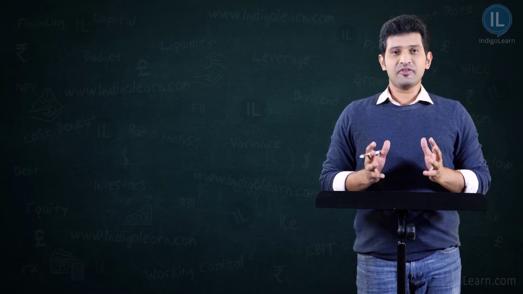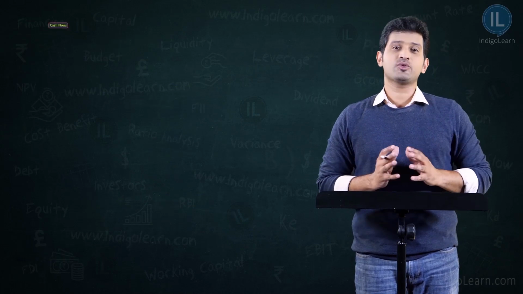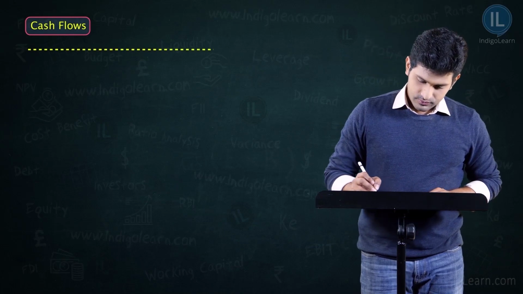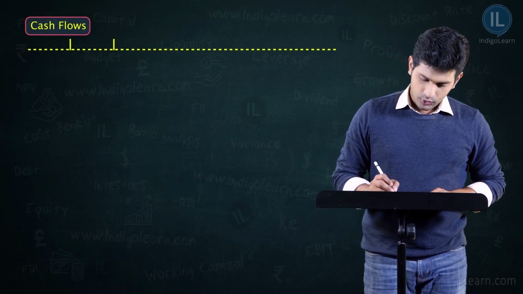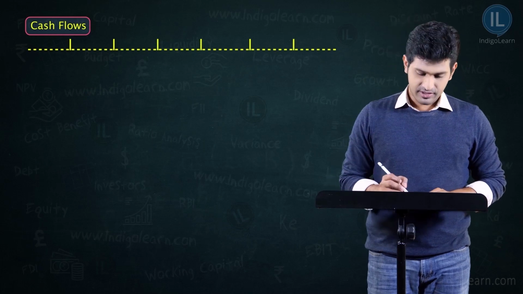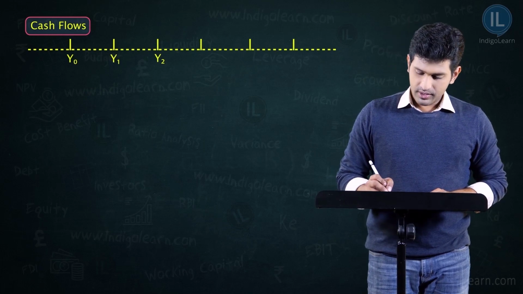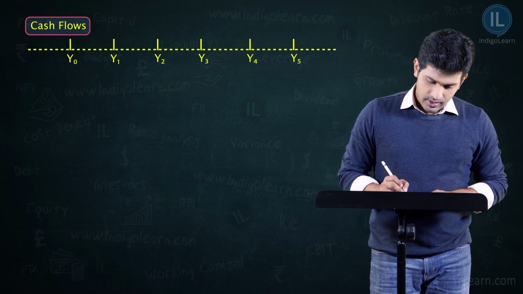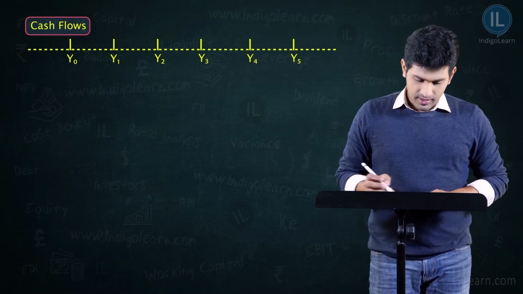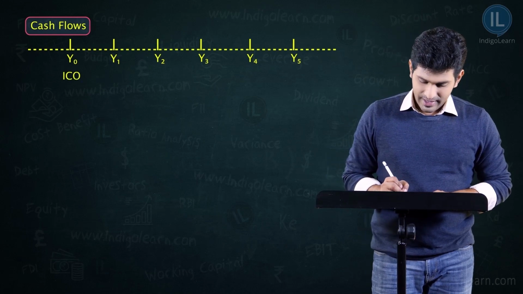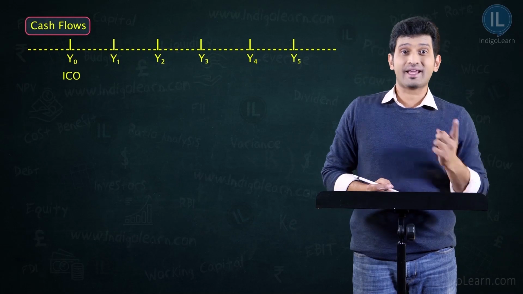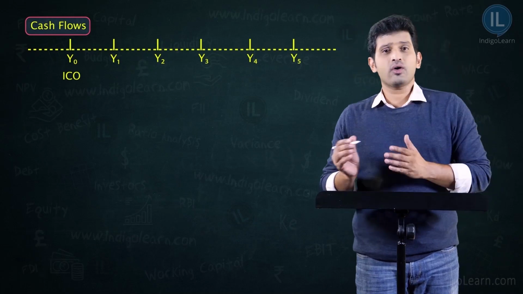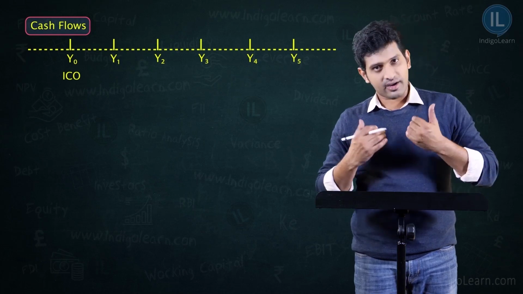Now friends, let's take the help of a timeline to understand what are the different cash flows involved in a capital budgeting decision. Let's say we have 1, 2, 3, 4 and 5 years. Therefore, year 0, year 1, year 2, year 3, year 4 and year 5. Now, in year 0, that is today, say, there will be an investment which is called the initial cash flow or initial cash outflow. Then, let us say from year 1 onwards we generate revenue or we generate cash flows.